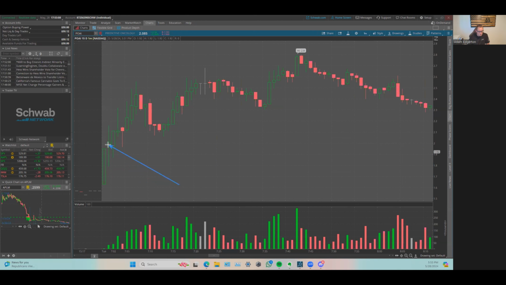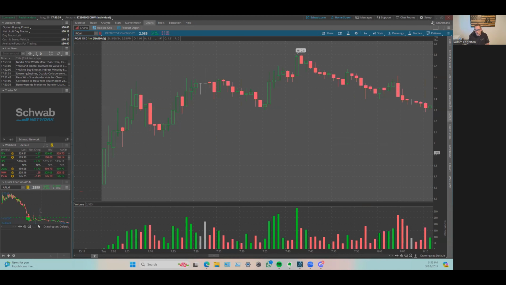Then it jumped up, it opened here, it dropped all the way back down to here, shot up to here, and then closed here. That's why it's a green candle. This one opened, dropped down, shot up, and closed here. This one opened, dropped, shot way up here, sold back down, and closed here. This one opened at the top, popped a little bit, shot down, and closed back up.